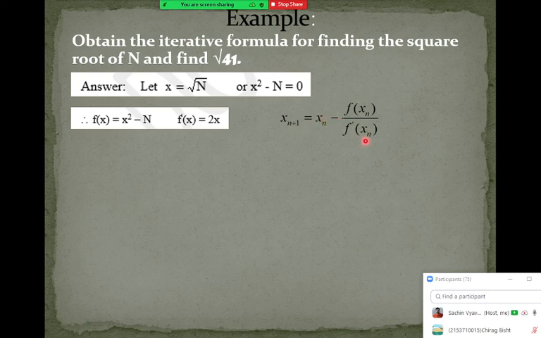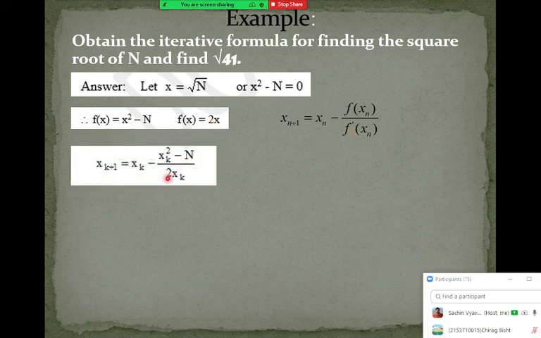Now we have to first write a general formula, because the question is to obtain the iteration formula first and then use that iteration formula to get the root of 41. So x(n) will stay as it is. What is f of x(n)? x(n) square minus capital N, because we replace x by x(n) everywhere. So f of x(n) is x(n) square minus capital N, and f dash of x(n) is 2x(n). If you replace these values, you will get this one.